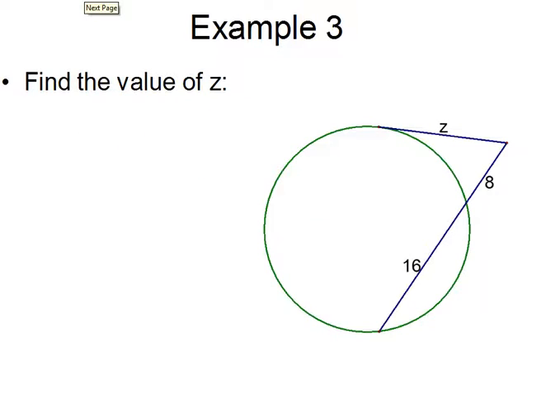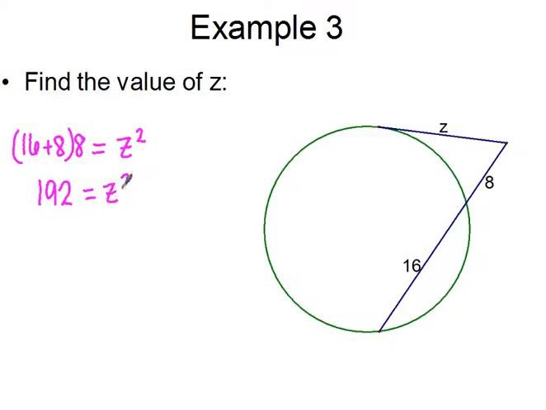Alright, this one, this is a case 3 because it has a tangent line and a secant line. So we do the whole secant times the piece on the outside equals tangent squared. Alright, and we start doing some math. So 16 plus 8 is 24 times 8 is 192 equals z squared. And then we're so good at this, we know what we're doing. So you have to take the square root to get rid of the square. So square root of 192 is 8 root 3, which is 13.9.